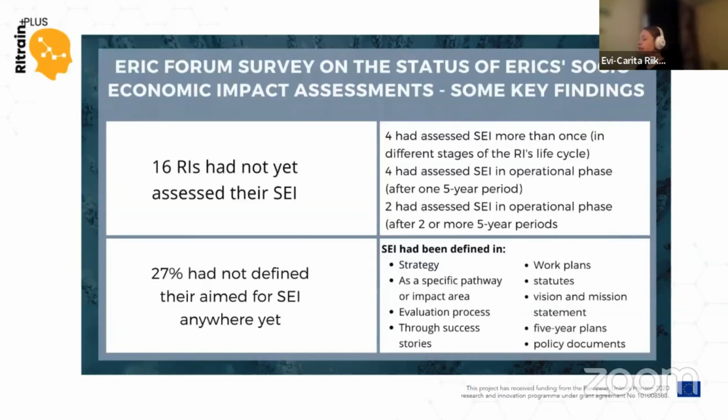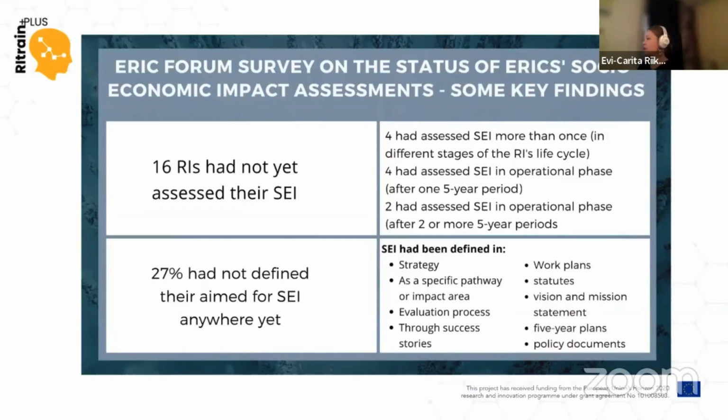27% of all of the respondents had not defined the socioeconomic impact for their RI anywhere just yet. And those that had a working definition for it had defined it in different places. Some had included it in the strategy documentation. Some had used a specific pathway or impact area where they had described the aimed-for impacts.